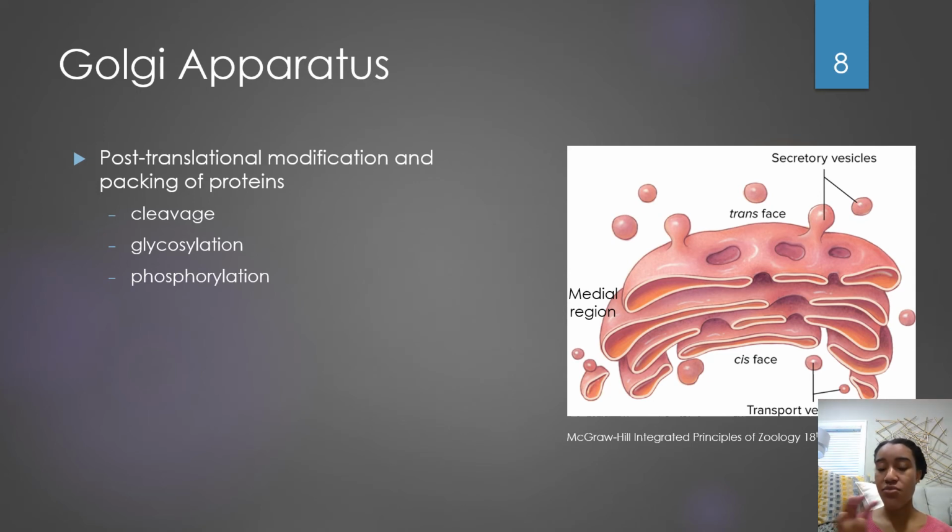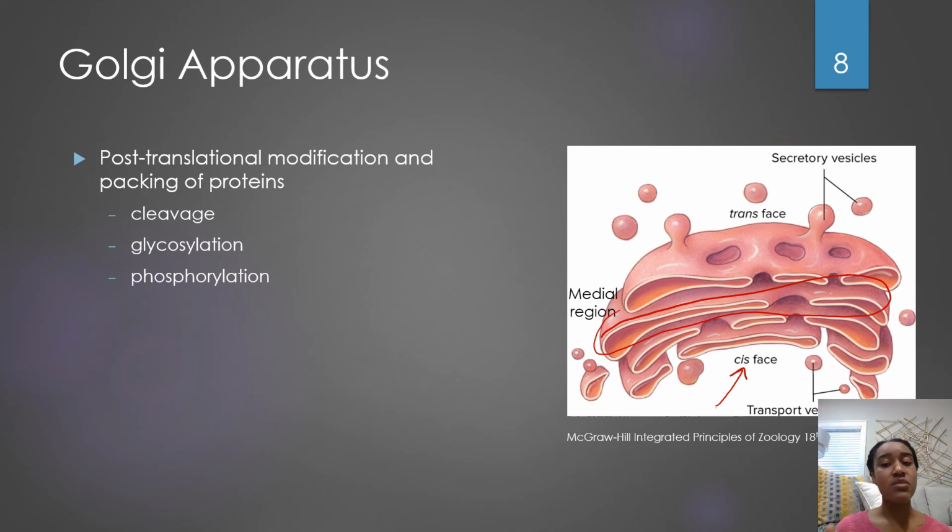So proteins that go from the ER are then packaged into vesicles, and they are shipped to the Golgi apparatus. And at the Golgi apparatus, on the cis face, proteins will enter the cis face of the Golgi via vesicles, and they'll get to this medial region. And in the medial region is where they'll undergo some sort of modification. This can be cleavage, glycosylation, phosphorylation, whatever kind of modifications are necessary.